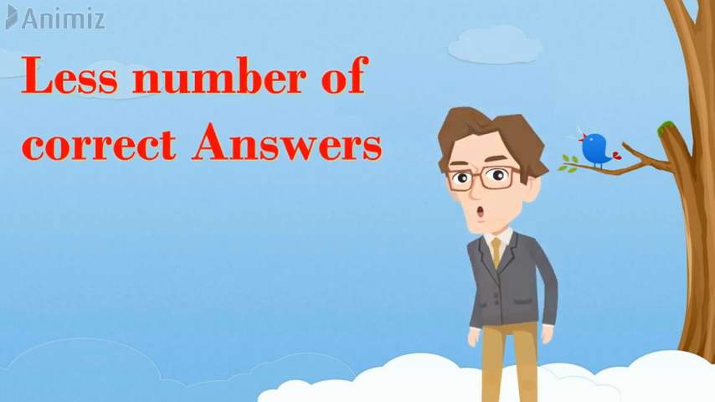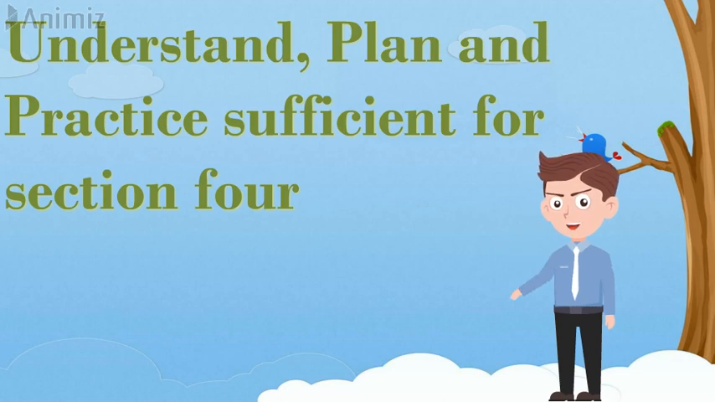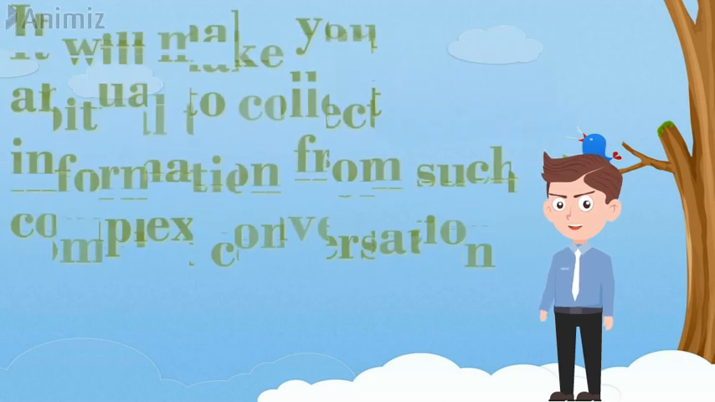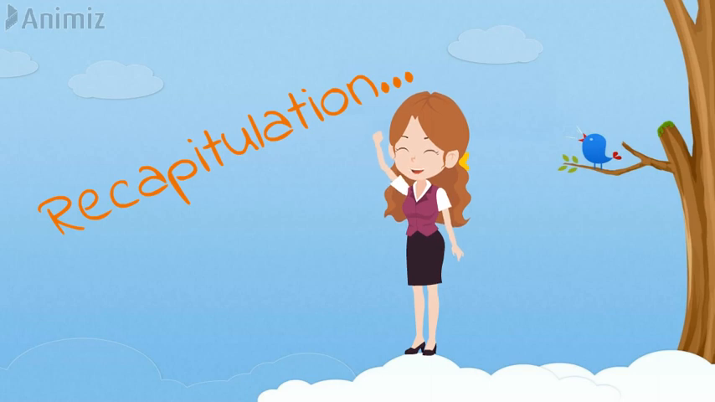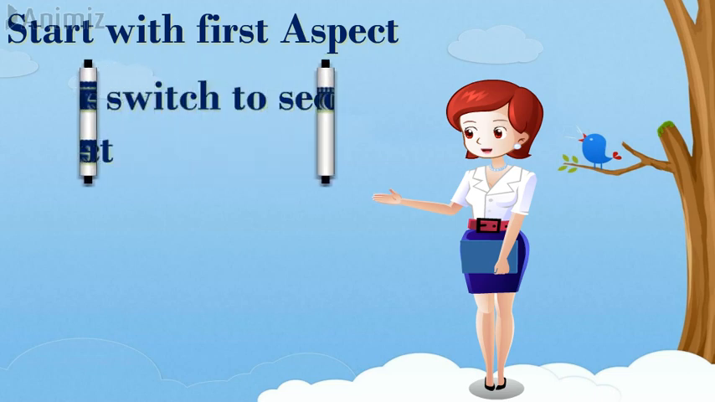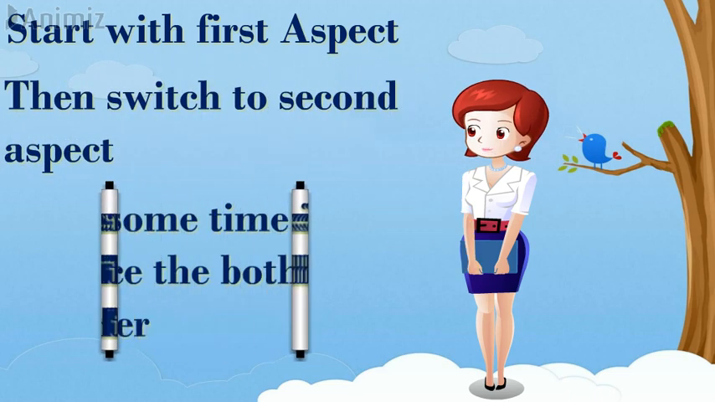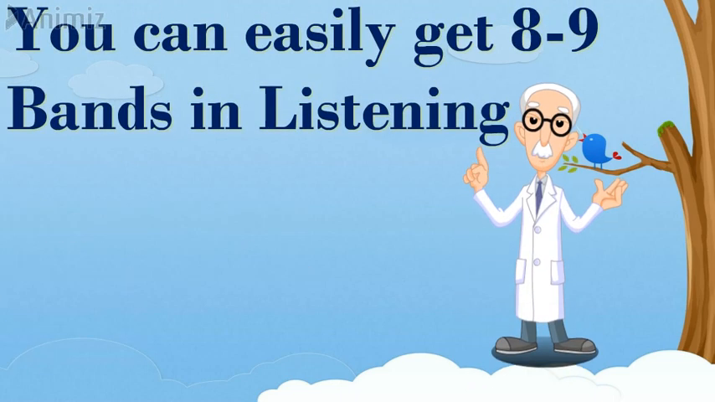But the problem of section 4 can be fixed if we practice properly and sufficiently before taking the listening test. You'll be habituated to collecting information from such conversations if you practice more. And what I believe is that practice is the only key here to be comfortable when you go for some complex conversation and collecting information. So overall, I would say improve your understanding by doing the first step and then keep practicing with the second step. If you do both things together, getting 8 or 9 bands is never a difficult task.